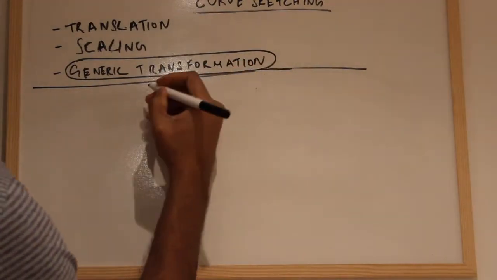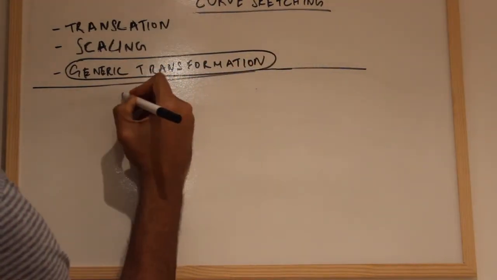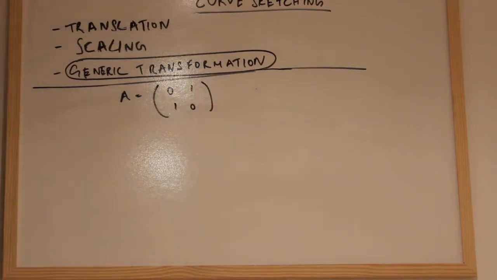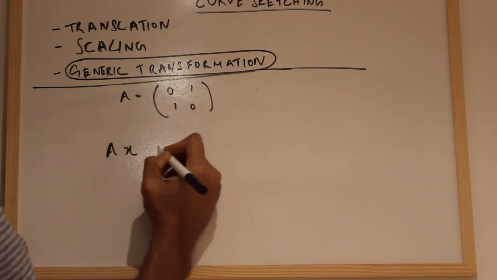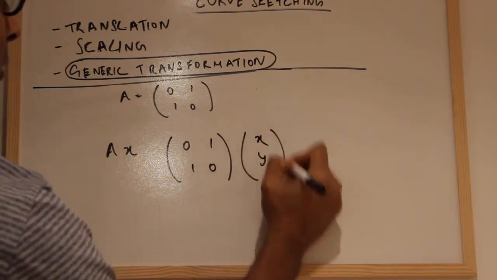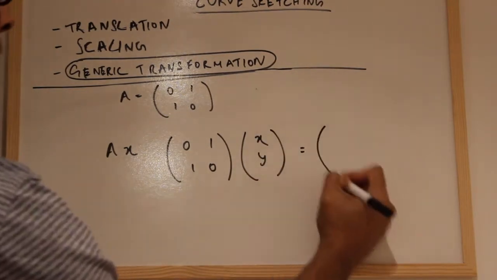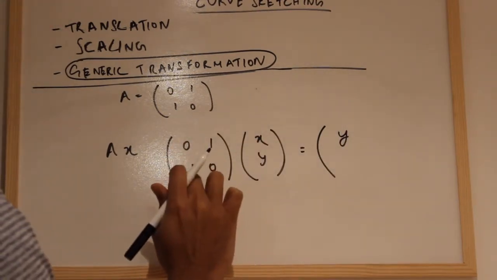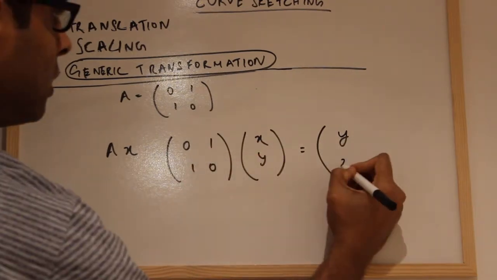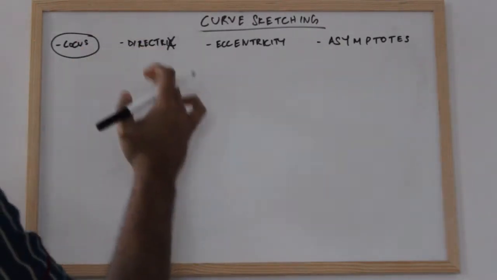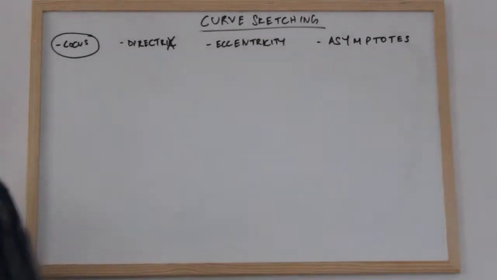Generic transformation can also be represented by a transformation matrix, such as A is equal to 0, 1, 1, 0. When you multiply A by x, here we get 0 into x plus 1 into y, which is y, 1 into x plus 0 into y, which is x. Curve sketching, we have 4 concepts. First is locus, then directrix, eccentricity, and asymptotes.